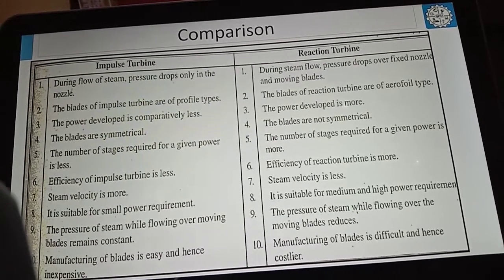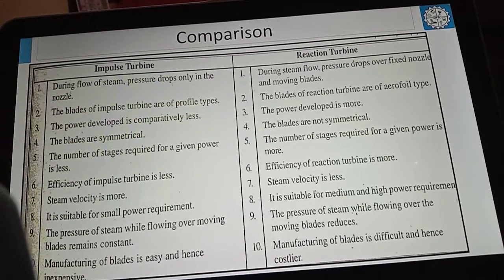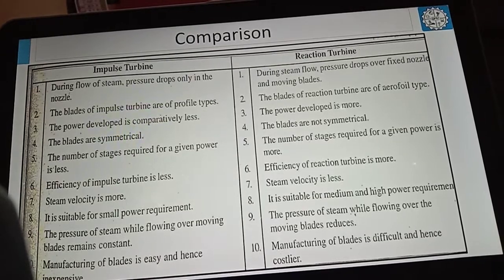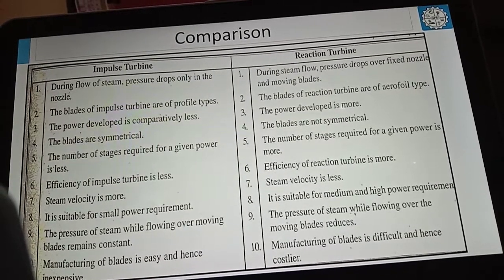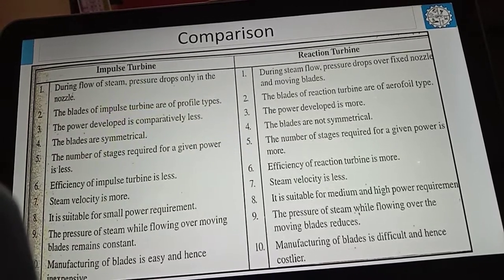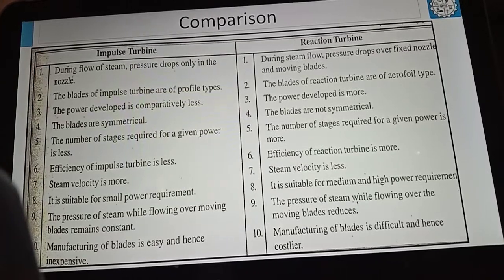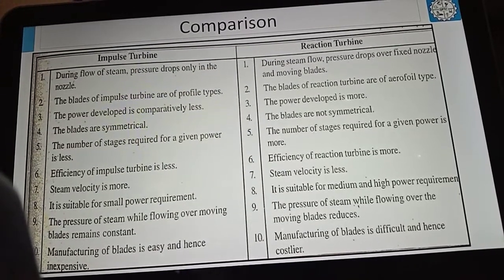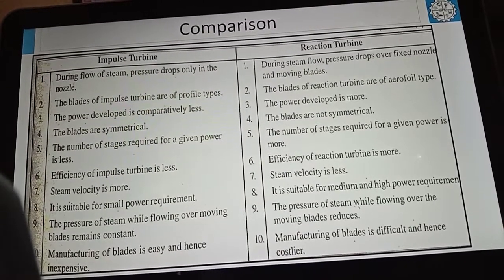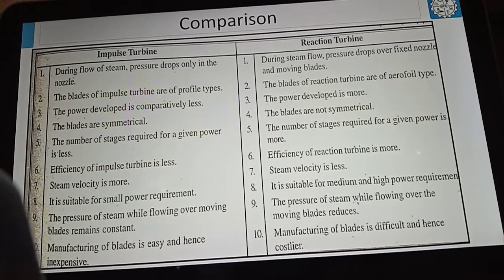So most important is during the flow of steam, in case of impulse turbine, pressure drops only in the nozzles. In case of reaction turbine, during steam flow, pressure drops over the fixed nozzle and moving blade. So this is one of the very important differences. Then there are other differences also. The blades are symmetrical in impulse turbine. Blades are not symmetrical in case of reaction turbine.